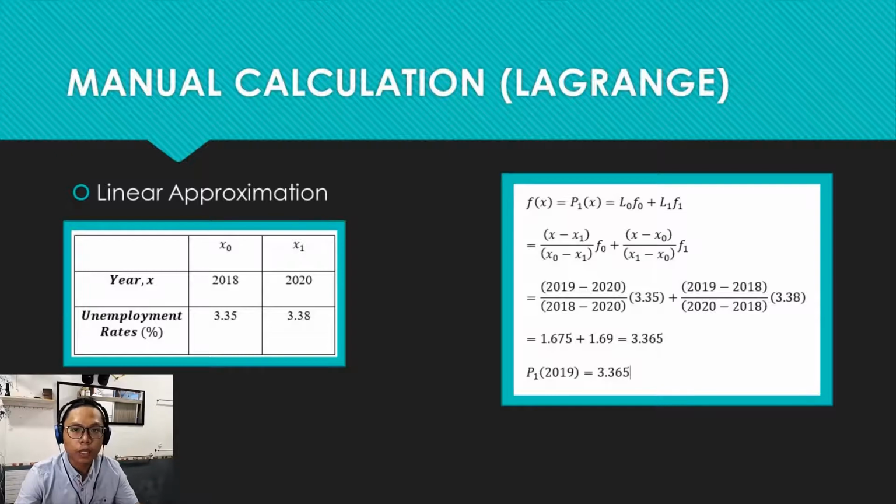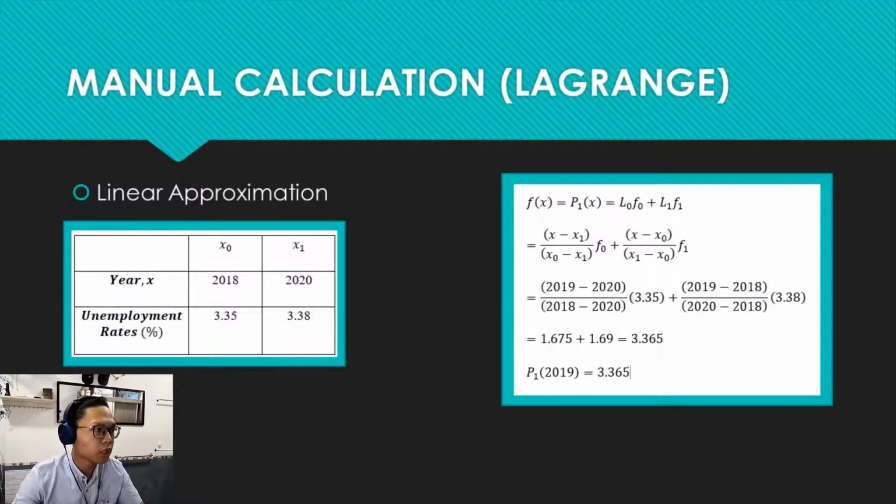For this assignment, our title is the estimation of the unemployment rate of Malaysia. We use two methods: the Lagrange interpolation method and the Newton divided difference method. These are two different methods. For Lagrange, there are four types of equation: first order, second order, third order, and fourth order. The first order is called linear approximation, the second order is quadratic approximation, the third order is cubic approximation, and the last is quartic approximation. We go first with the linear approximation.